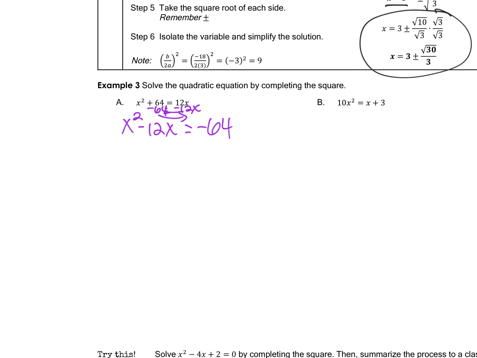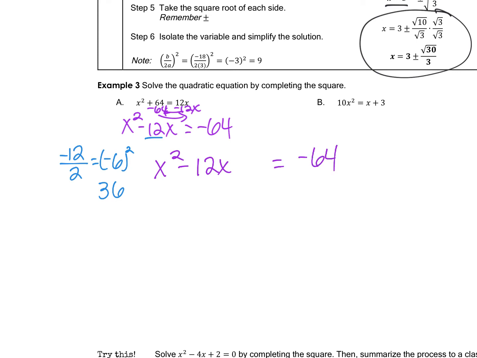So now I'm going to complete the square. So I'm going to half the b. So negative 12 divided by 2 is negative 6, and then I'm going to square it. So when I square it, negative 6 times negative 6 is 36. When I find that number, I'm going to add it to both sides of the equation, because I can always adjust an equation as long as I do it to both sides.